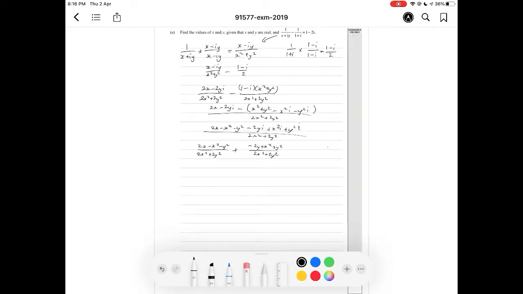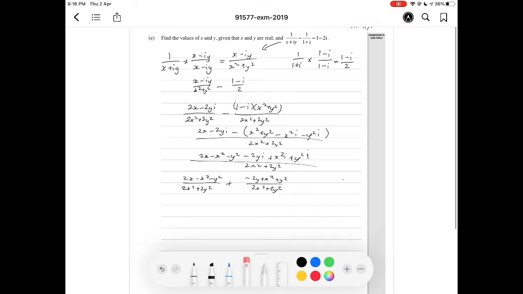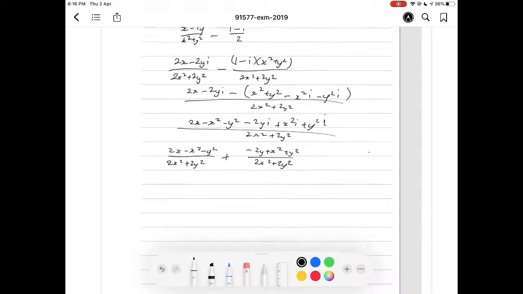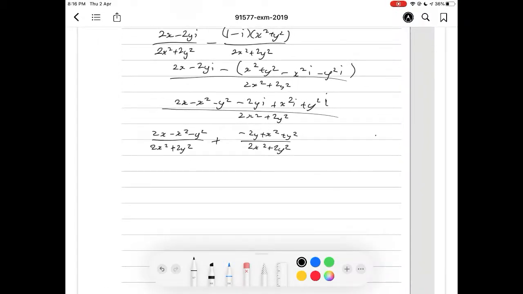We know that this expression is equal to 1 minus 2i. So the real part has to equal the real part, and the imaginary part has to equal the imaginary part. The real part of 1 minus 2i would be 1, and the imaginary part would be negative 2. We need to equate both of these and solve a simultaneous equation. So 2x minus x squared minus y squared over 2x squared plus 2y squared equals 1.